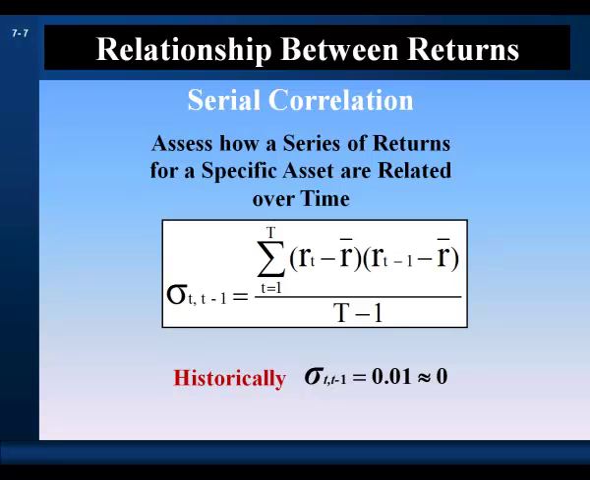Historically, the serial covariance of stocks traded on the New York Stock Exchange is almost zero. In fact, the serial covariance is not statistically different from zero. And we have our third central fact. The returns of financial market securities show no discernible pattern over time.